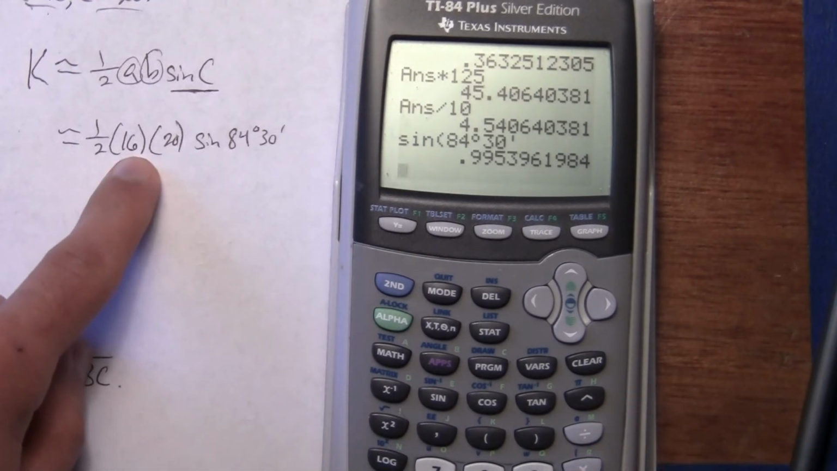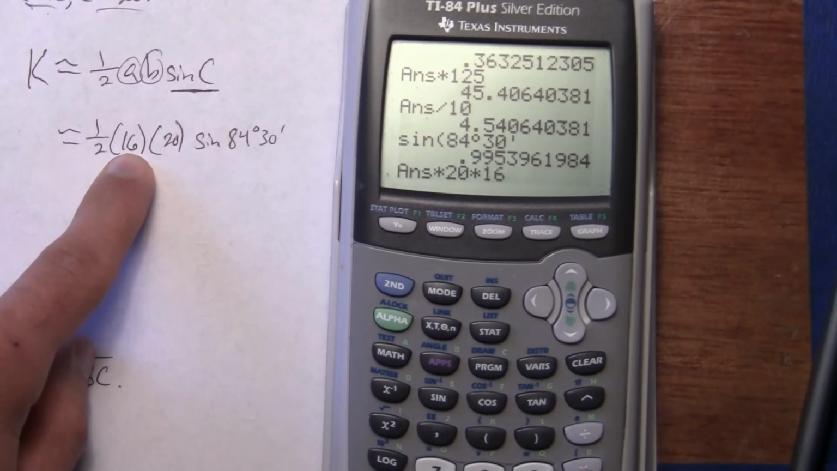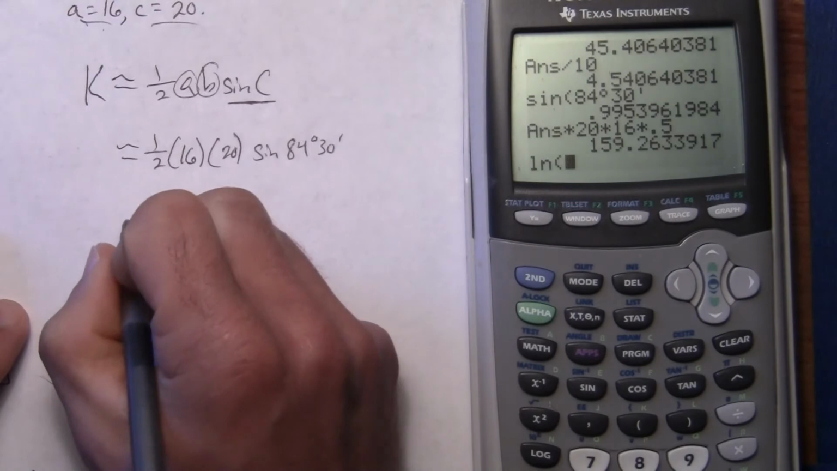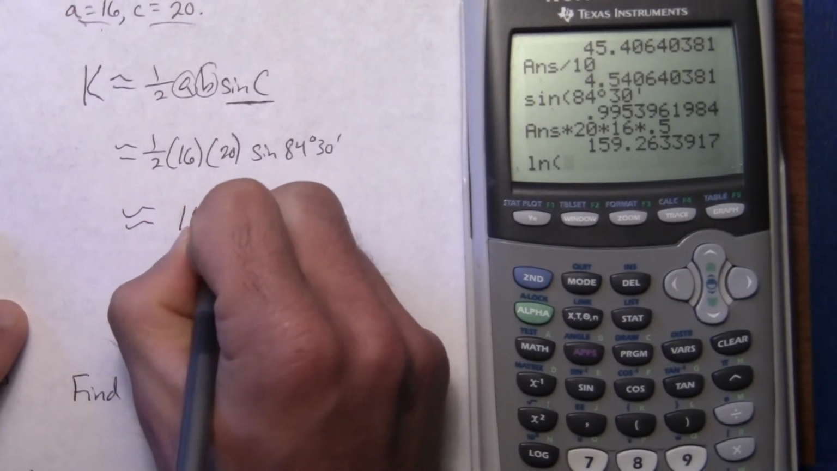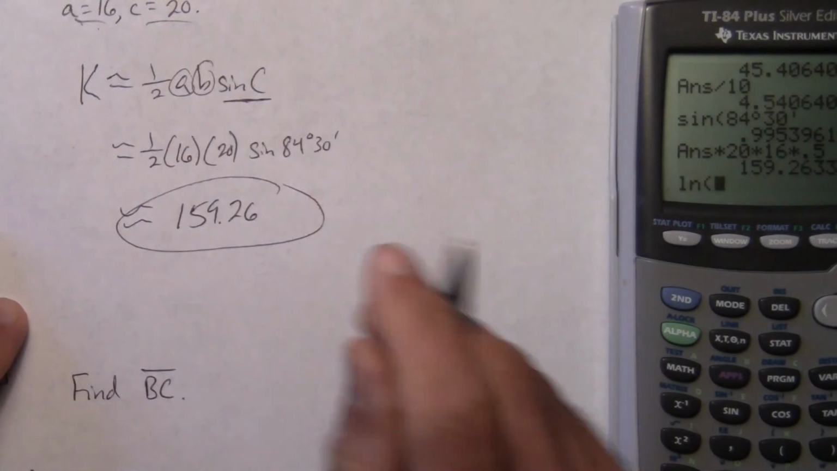And now I just need to multiply by these. So multiply by 20 times 16 times 0.5. And it looks like my area is going to be approximately 159.26 square units, since they don't give us any units.